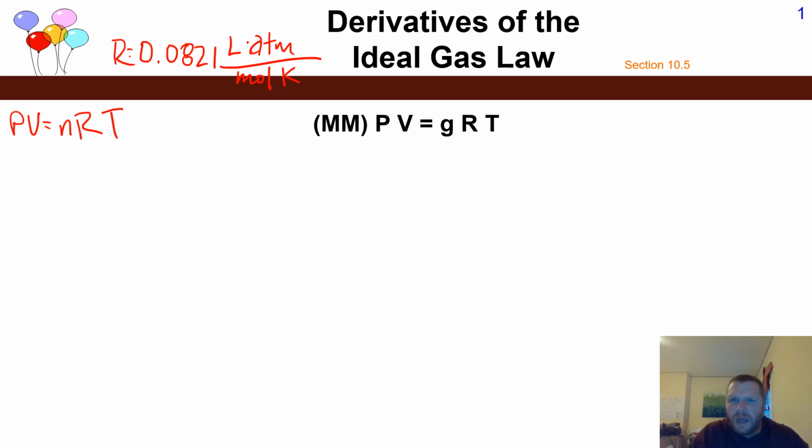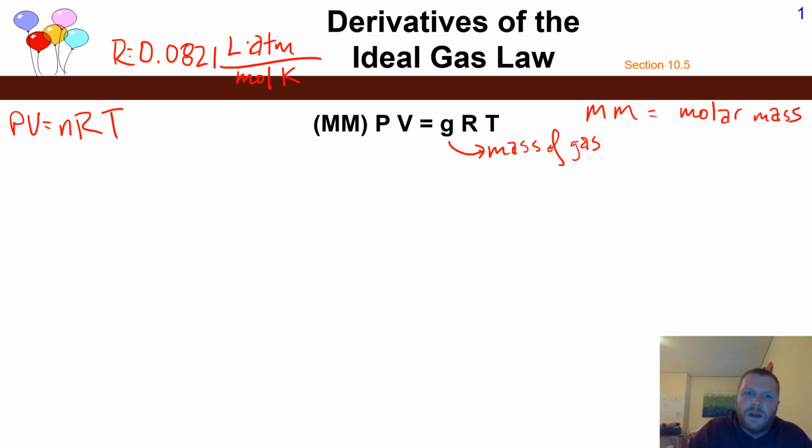Okay, so MM, we've talked about that. MM is molar mass. Now, generally when we see the equation, it's PV equals nRT, but here we've got MM times PV equals GRT. Well, that G is mass of a gas. And we know that N, the number of moles, is equal to G divided by the molar mass.